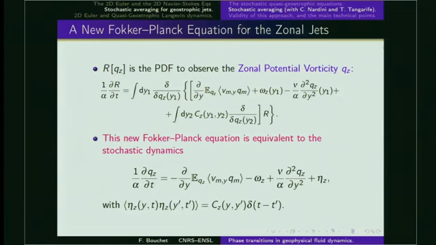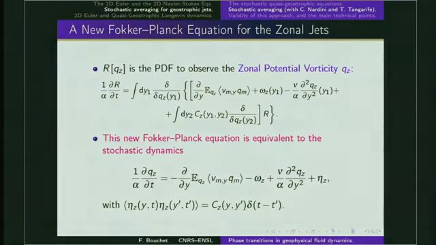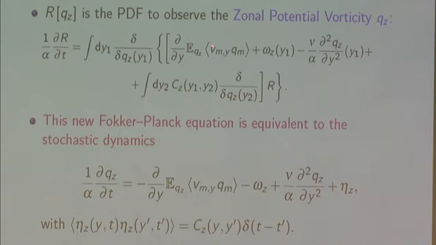When we do that, we obtain the PDF R for the slow field QZ. So R of QZ is now the PDF that describes only the zonal part of the flow, the large scale, basically. And what we get is a new Fokker-Planck equation, which is described by the terms that were already present before, a new term that accounts for the average effect of the fluctuations on the larger scale, and also a new diffusion coefficient.